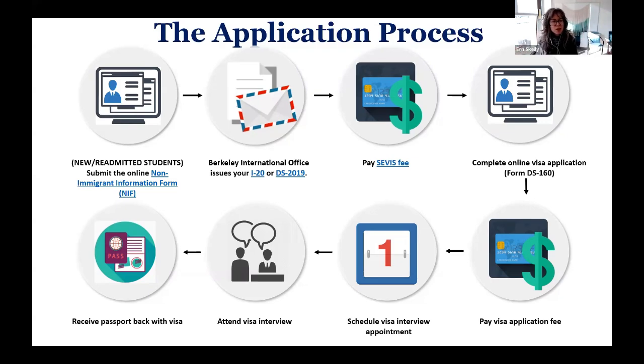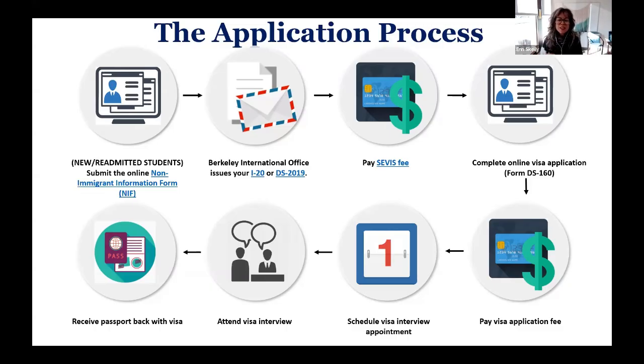New and readmitted students, first you're going to submit the NIF form to the Berkeley International Office. The NIF is the Non-Immigrant Information Form. It's an online form that you submit that has information about you, and that allows us to create an I-20 or DS-2019 document that we will send to you. Then once you have the I-20 or DS-2019, you must pay the SEVIS fee. Then you can complete an online visa application called the Form DS-160, and you pay a visa application fee. So notice these are separate fees.